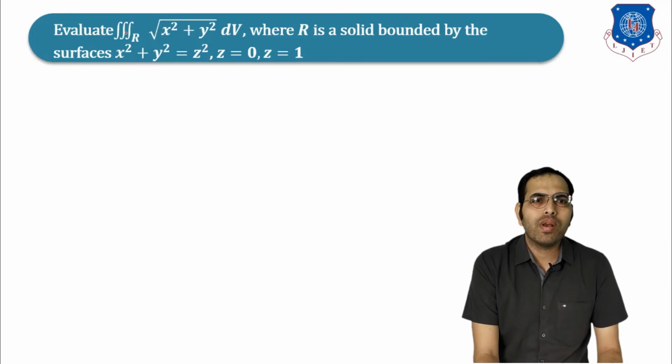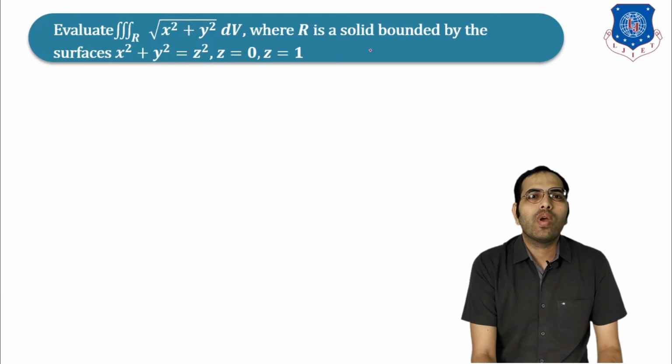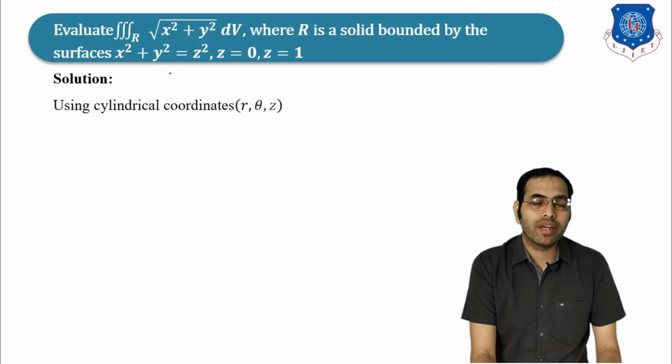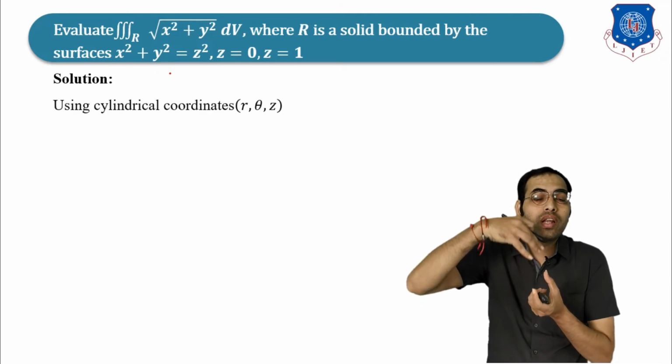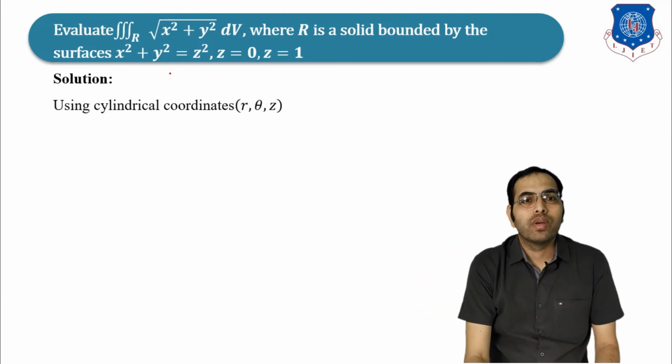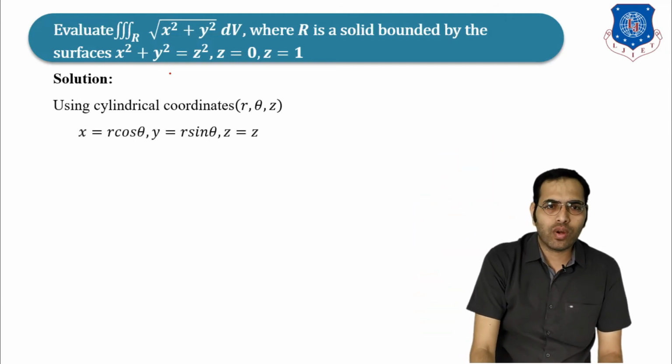Let's see one more example. Evaluate the triple integral over R of x square plus y square dv, where R is the solid bounded by the surfaces x square plus y square equals z square, z equals 0 and z equals 1. Here x square plus y square equals z square is the equation of a cone, like an ice cream cone, but extending up to infinity. That is also called the infinite cone.